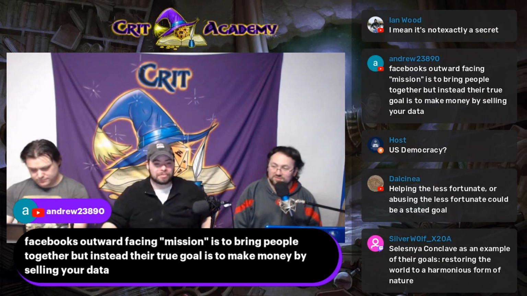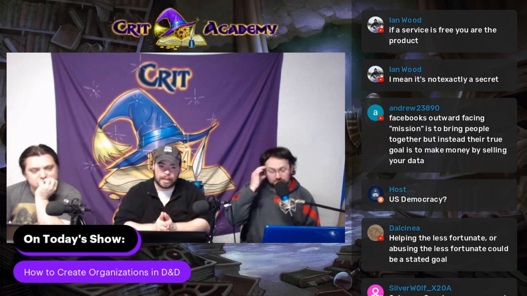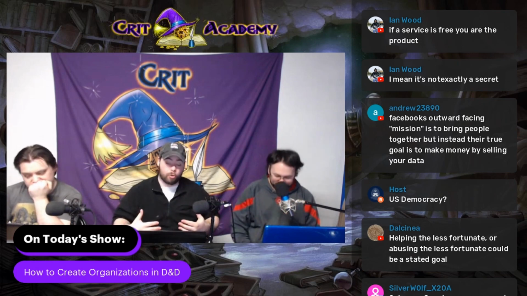Here's a really good example in chat by Andrew. It says Facebook's outward-facing mission is to bring people together, but instead their goal is to make money by selling your data. That is a really great real life example. But the point is, having a public goal and a true goal can help create conflict, right? So anybody that watches or reads The Wheel of Time, you have the White Cloaks. Their stated goal is to protect all of humanity. That is not their true goal. Their true goal is to basically control everything, because they believe that's what's safest for everyone else. But they're never going to say we're going to take control of everything to make it all safe. Of course, their actions make it kind of clear if you're paying attention.